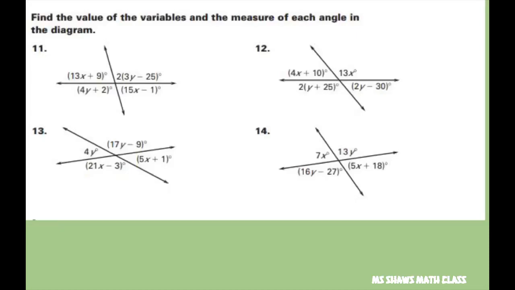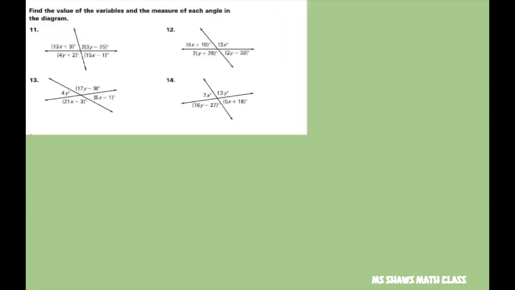Hi everyone, we're going to find the value of our variables x and y and the measure of each angle in the diagram. So we're doing these 4 problems and we're either going to use the vertical angle theorem or the supplementary angle theorem to solve. So for the first one, it's 11 and we're going to use the vertical angle theorem.